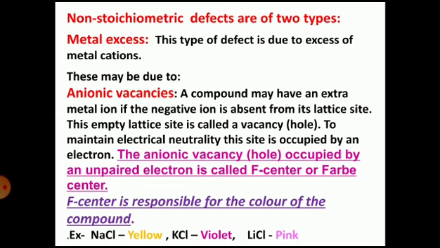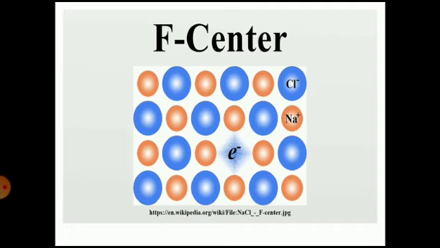But how does this metal excess defect arise? It arises in two ways. The first one is by anionic vacancies. So how do anionic vacancies take place in a crystal structure? Let us try to understand with this beautiful example. We have the sodium chloride crystal. Initially, the crystal is in a neutral state.